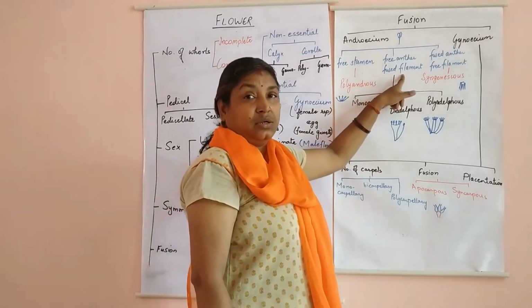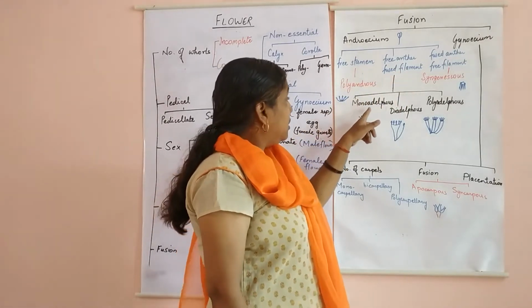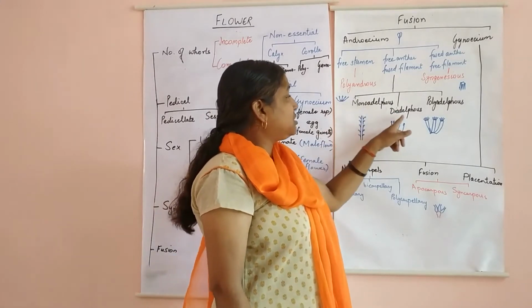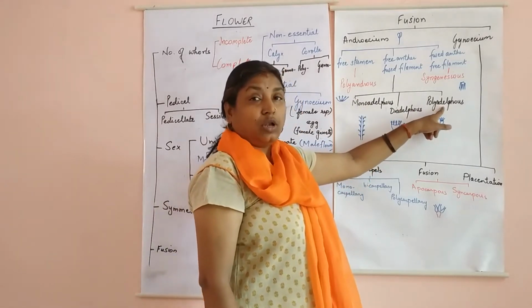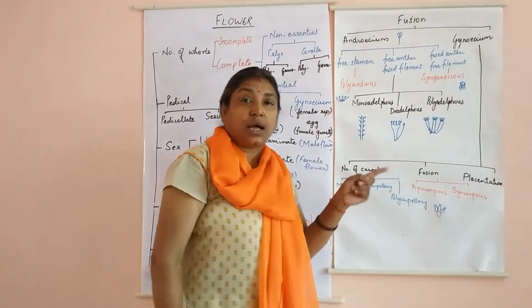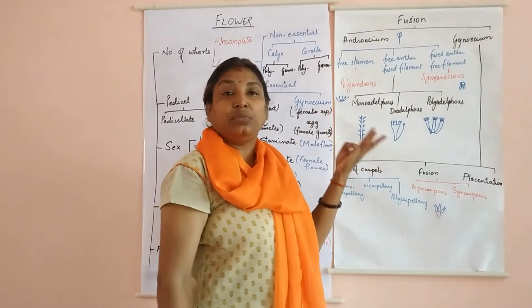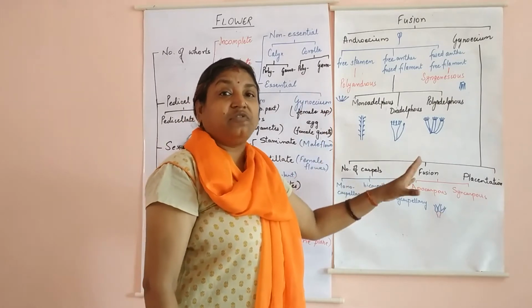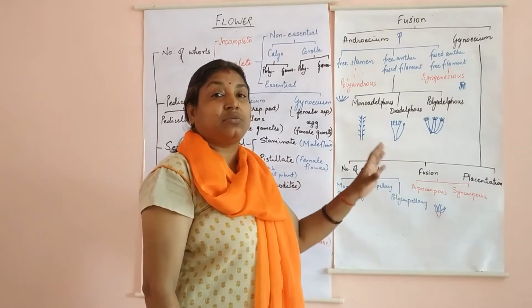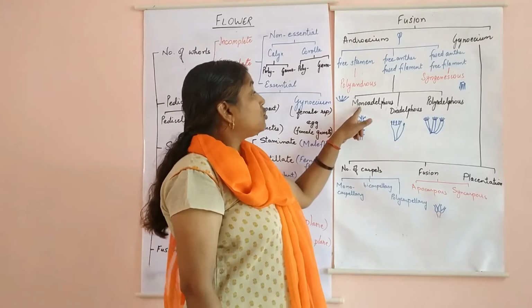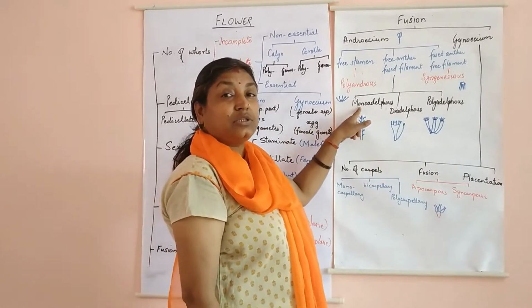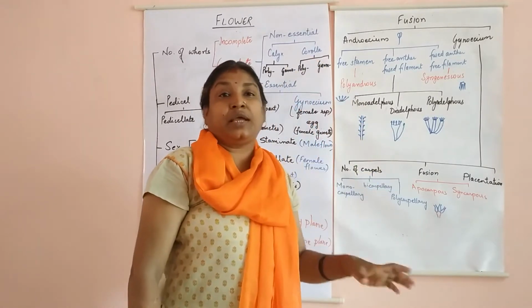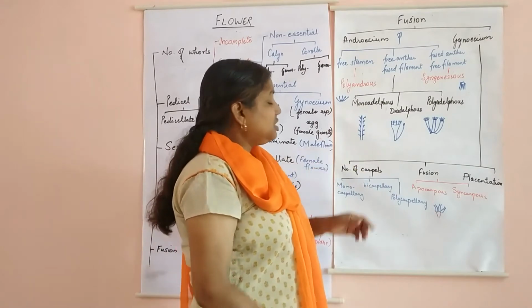Now coming to free anthers and fused filament, where the filaments are fused but the anthers are free. There are three conditions: monoadelphous, diadelphous and polyadelphous. Mono means one, di means two, poly means many. So the term itself tells you how many bundles of stamens are there. So monoadelphous, in this what happens? All the filaments of the anthers fuse to form one staminal tube.